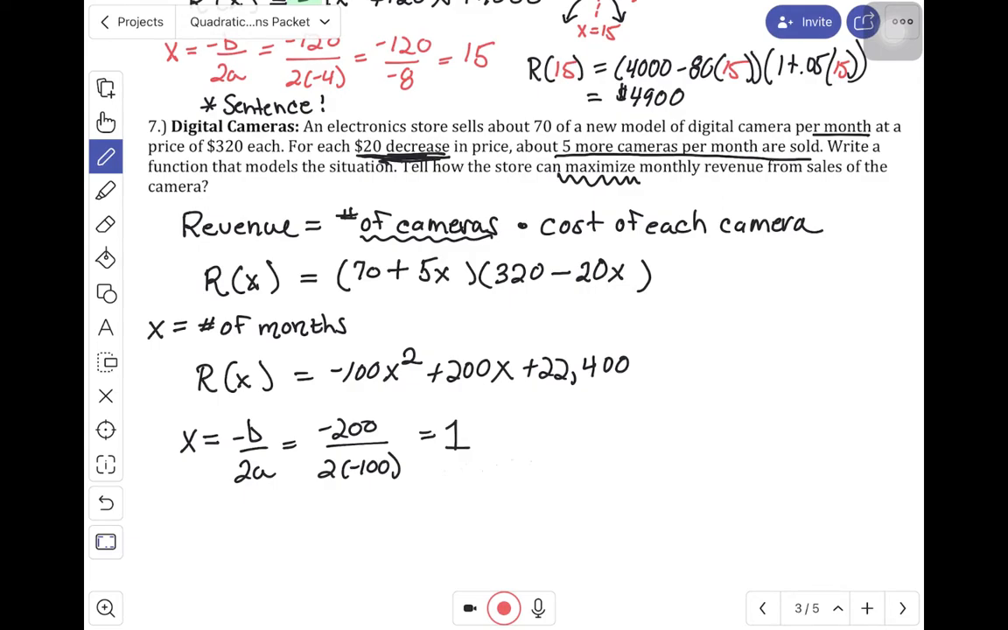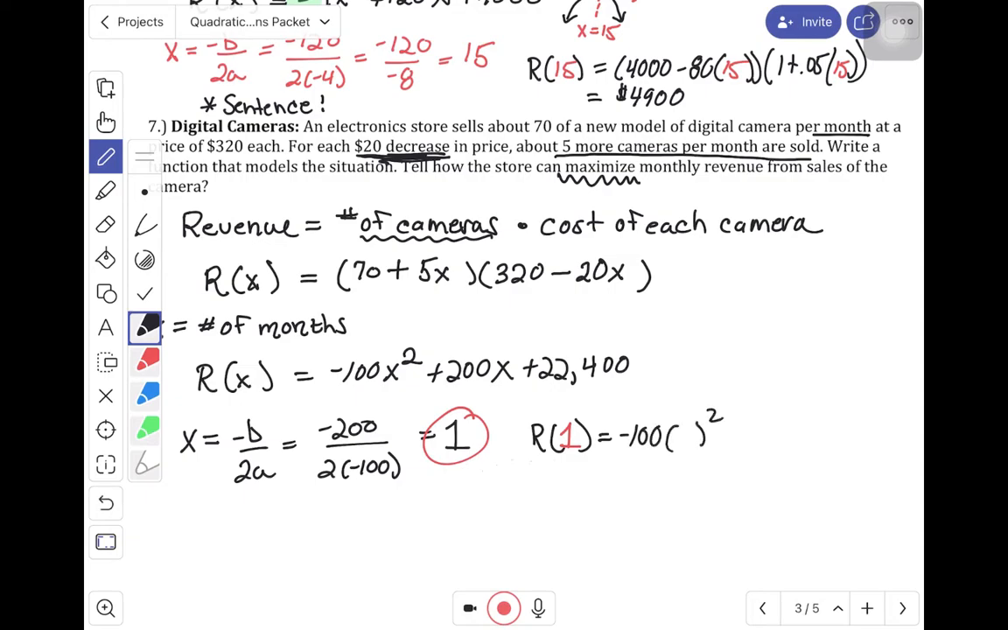But we want to figure out what that revenue would be. So again, to do that, we're going to take that value of 1 right there, and we're going to plug that into our revenue function. In other words, we're going to evaluate R at 1. So I just take my standard form. You can do it either way, and I've been doing it the other way before. I'm going to take that 1 and put it wherever I see an x. So plus 200x is now going to be plus 200 times 1, and then plus 22,400. And when you number crunch that, we actually get $22,500.